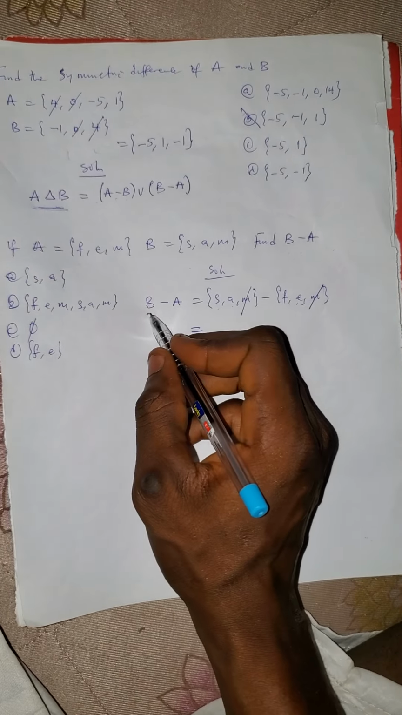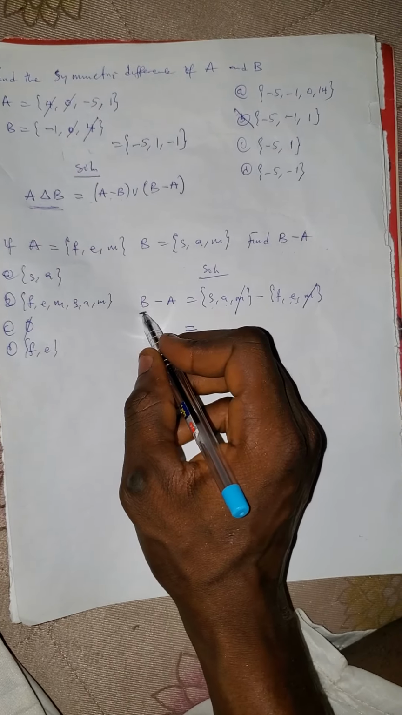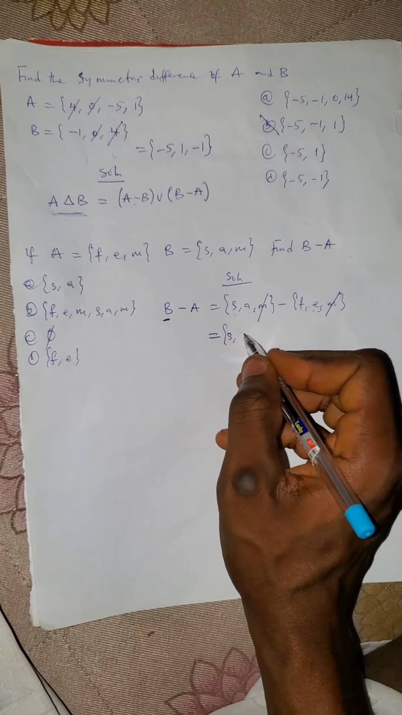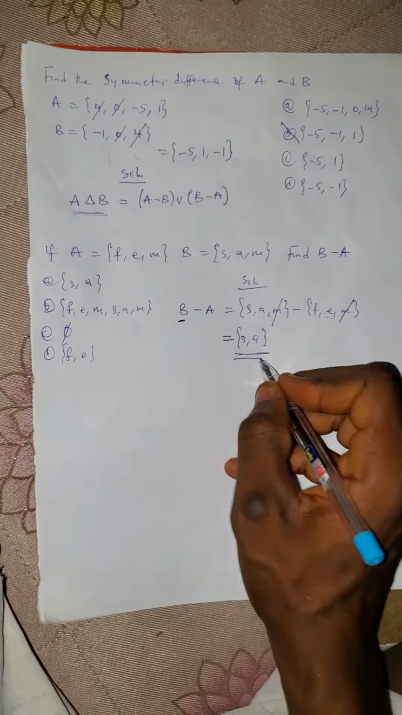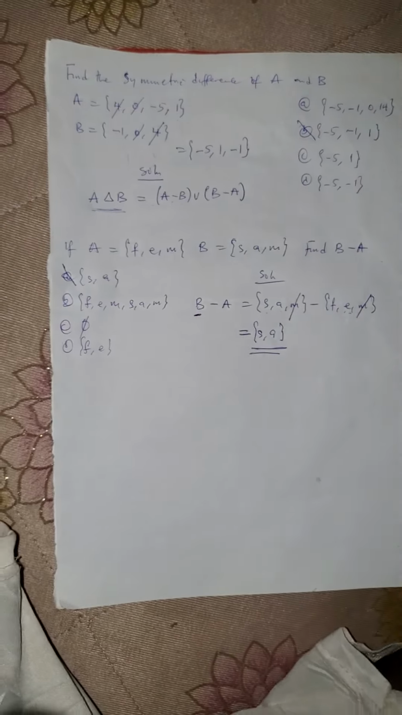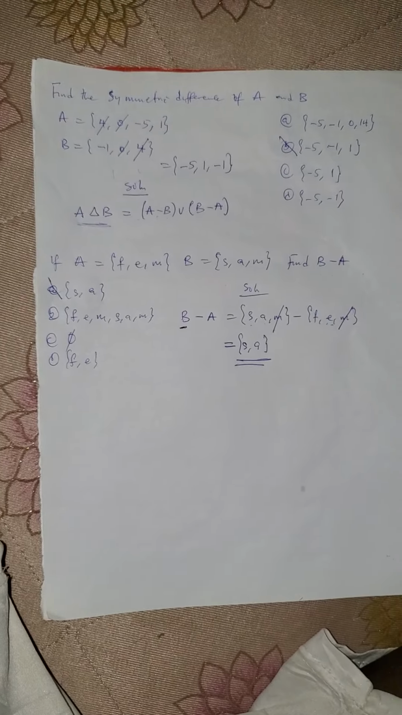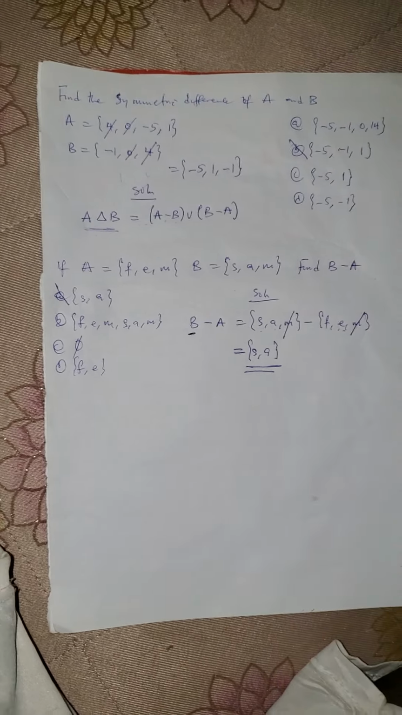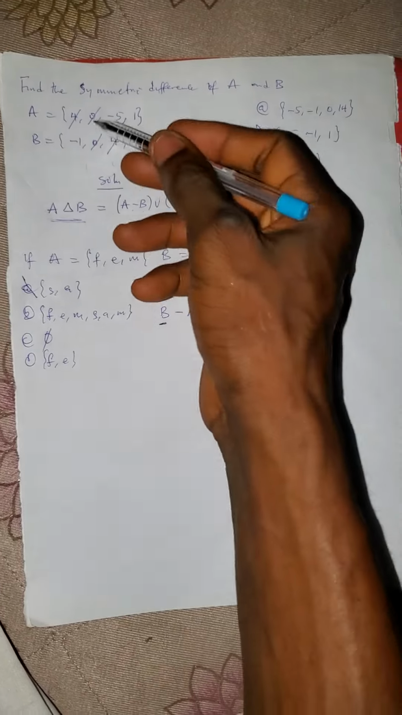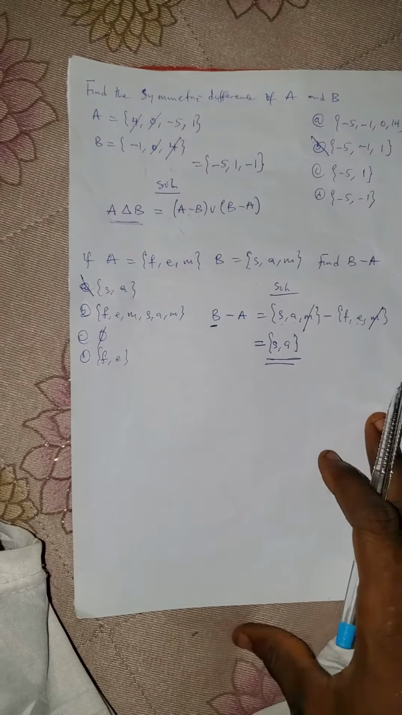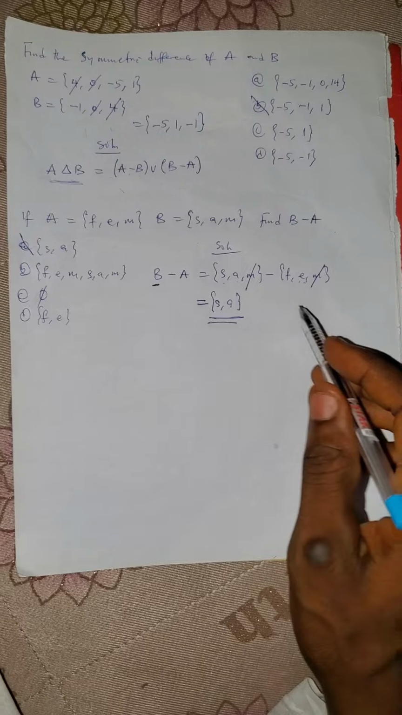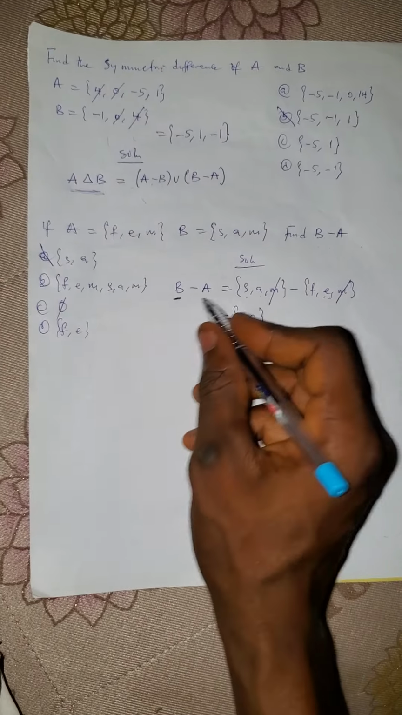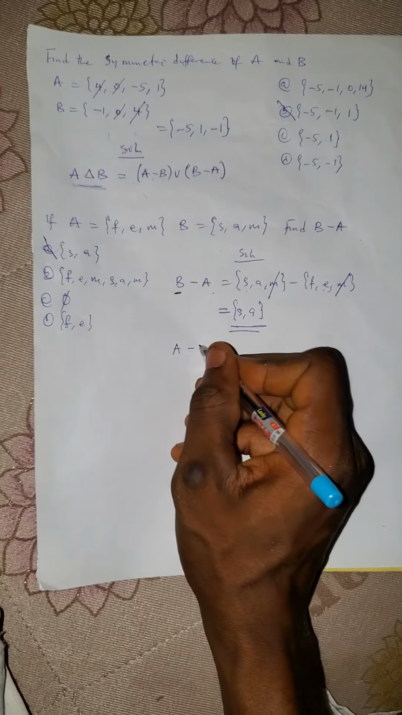So your B minus A will now be what remains in the first set. And your first set is this. So what remains is S, A. And that's the final answer, which is option A. Can you see now? That is what we know as B minus A. But the shortcut I use here is for symmetric difference. If you want to do difference of two sets as well, this is how you do it. And mind you, B minus A here is different from A minus B.